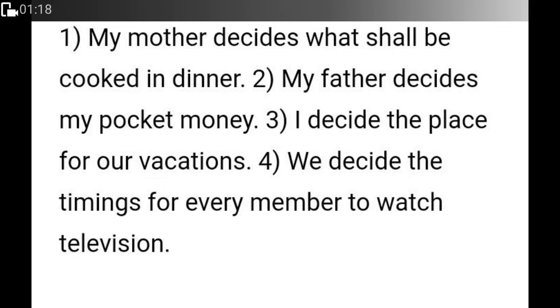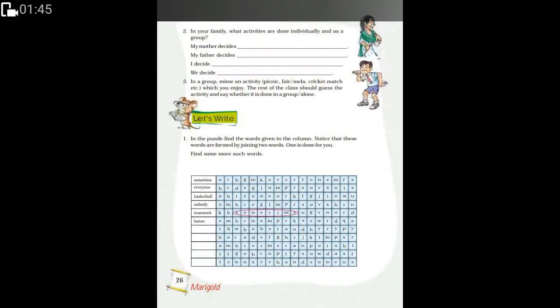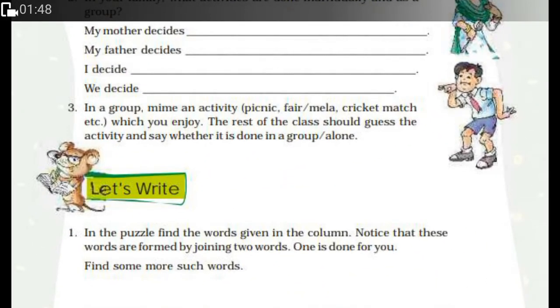Now, as a family all together, we decide the timings of each member to watch television. That is a very good idea. In that way, we don't have arguments or fights on who should see what program at what time. We already have a fixed time that from this time to this time it's your turn, after that it's mine. In a group, mime an activity, picnic, fair, mela, cricket match, which you enjoy. The rest of the class should guess the activity. This one we are not going to do because we are not in class.